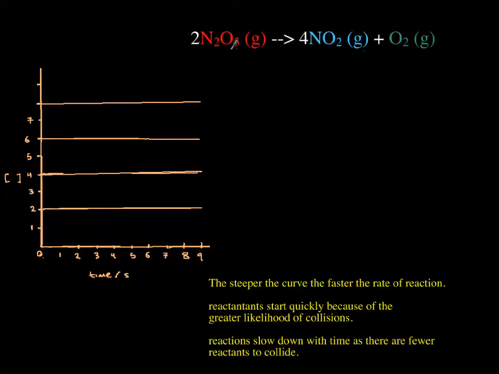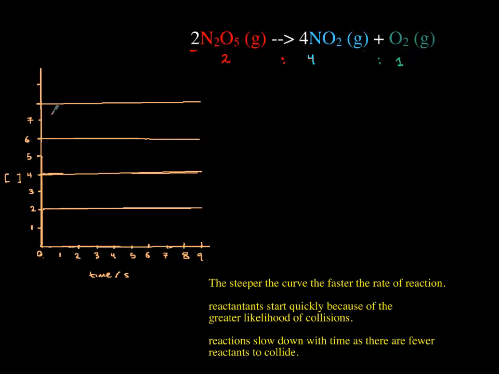To talk about a balanced equation and its relationship to rates, the coefficients show the proportionality of how the speed is changing. So N2O5, in this case a reactant, is 2 to 4 for one of the products, NO2, and then it's also 2 to 1 with oxygen being produced.